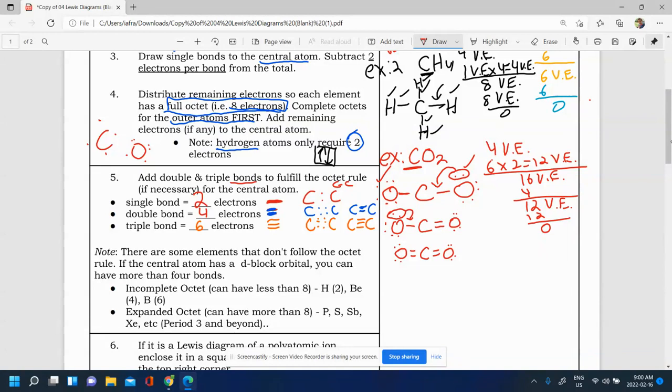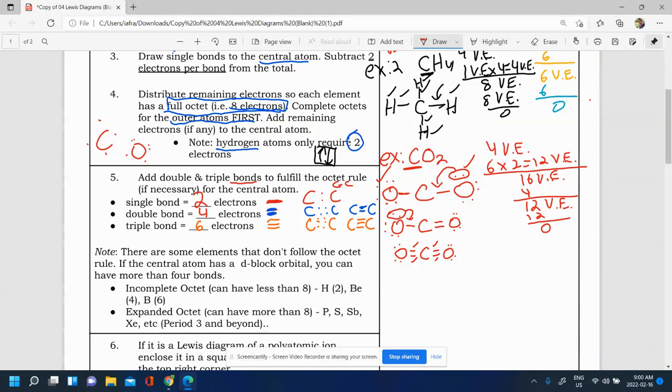All oxygens are happy. And now carbon's happy. It has 4 lines surrounding it, and so now it has 8 valence electrons. So everything is happy now. And that's because we drew some double bonds for the carbon to be happy.